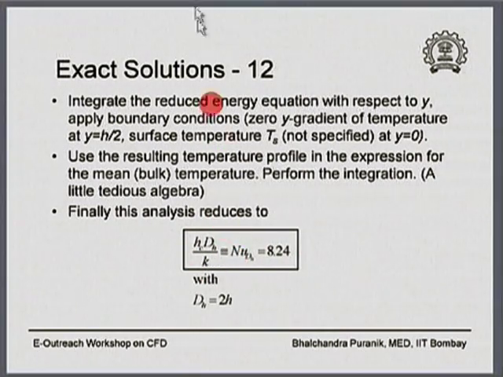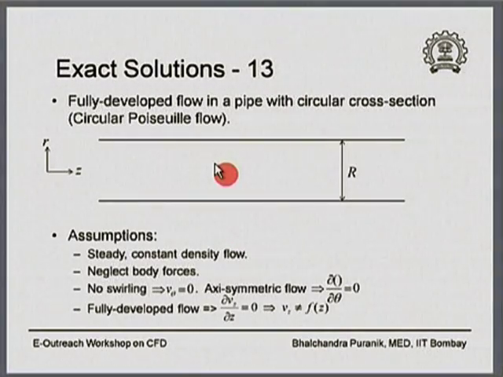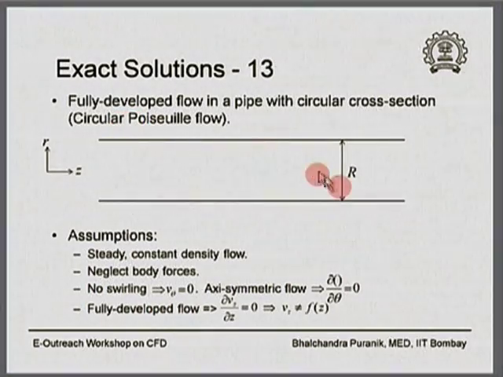So, here what I am doing now is I will take up the problem of circular Poiseuille flow. We have just completed the discussion of plane Poiseuille flow, which was a channel formed by 2 parallel plates, and the flow was happening between these 2 plates. Now, what we have is a pipe of circular cross section, and in the cross section it is going to look exactly like a pair of parallel plates.